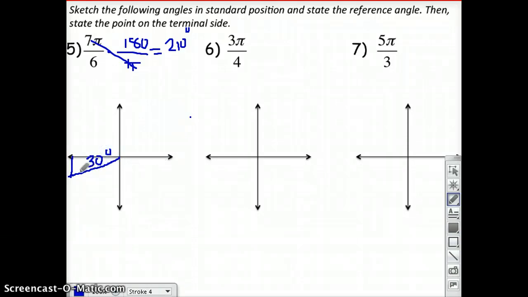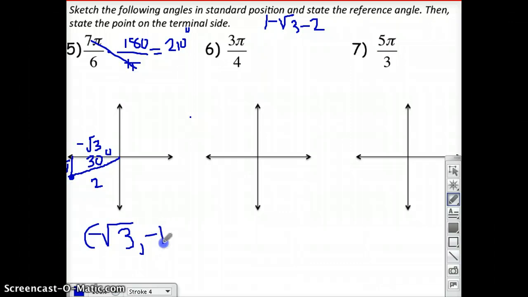So let's fill in the ratio, and I'll write 1, root 3, 2 at the top. That's for 30, 60, 90. So 1 across from the 30, root 3 across from the 60, and 2 across from the 90. So the point on the terminal side would be over root 3, down 1. It's in quadrant 3, so it's left and down, so both those values are negative. So the point on the terminal side would be negative root 3, comma negative 1. And that would be your answer.